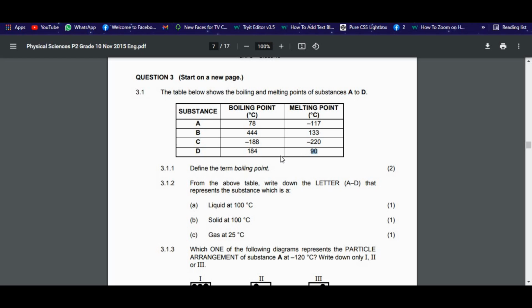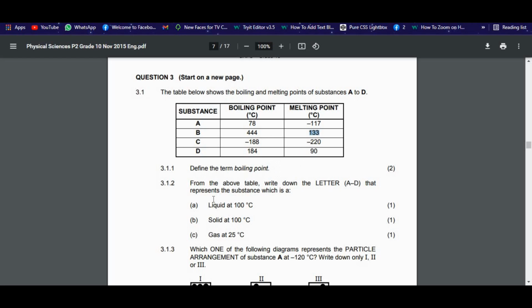Alright, so let's see. Over here there's minuses. So boiling point is at minus 188, and the melting point is at minus 220 for substance C. And then for substance B, we've got boiling point at 444 degrees, which is extremely hot, and then melting point at 133. Okay, so this is what I'm going to say for A.